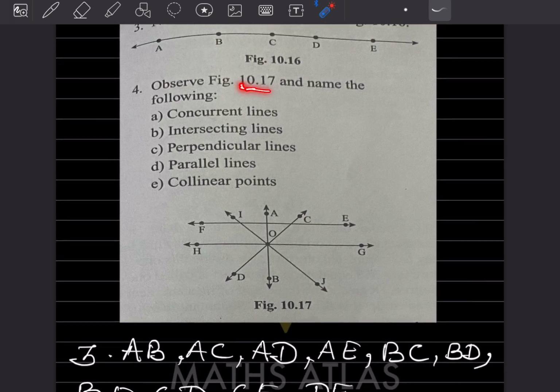Observe figure 10.17 and name the following. Here they said the concurrent lines. So first, what you should know is what concurrent lines are. Concurrent lines means, suppose I draw like this. So what happens here? Three or more lines which meet at one common point. So this is the common point, this is the center. At least three lines which meet at a common point are called concurrent lines. So hope this is clear to you.